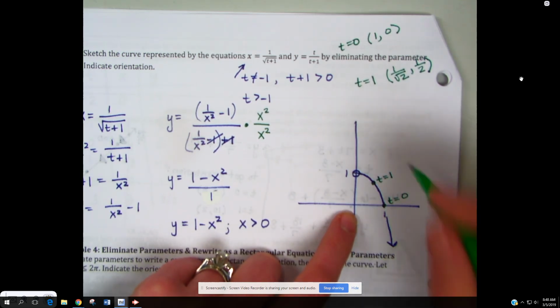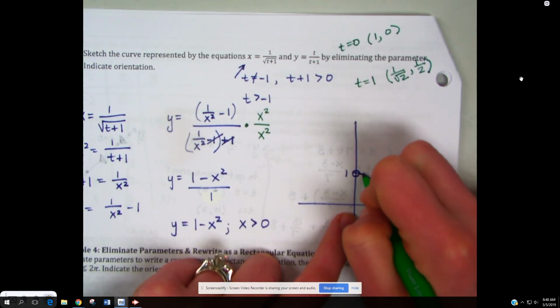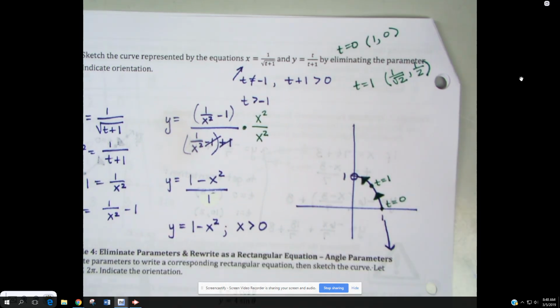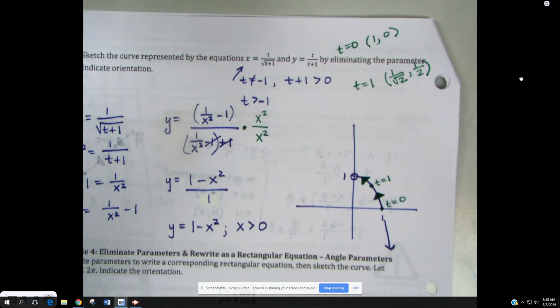So actually, I would want to be moving in this direction. It's going closer and closer to the hole. As t increases, I'm sort of moving up my values. And so that's what that one would look like.